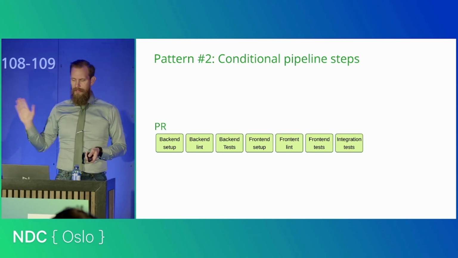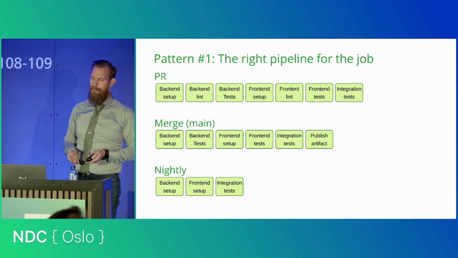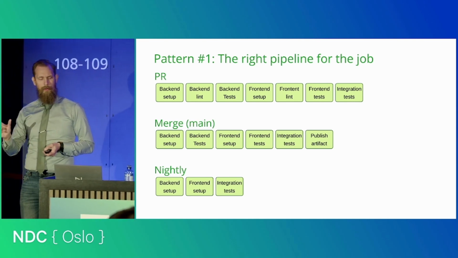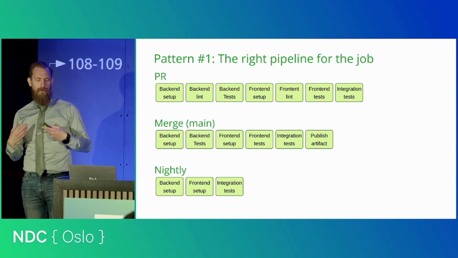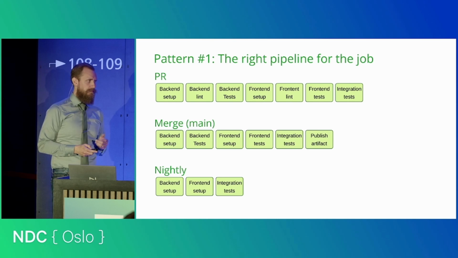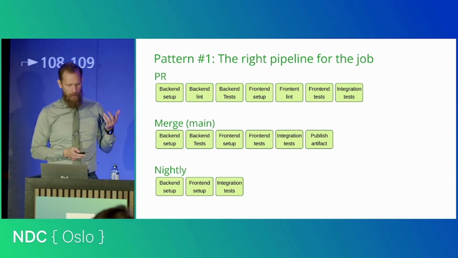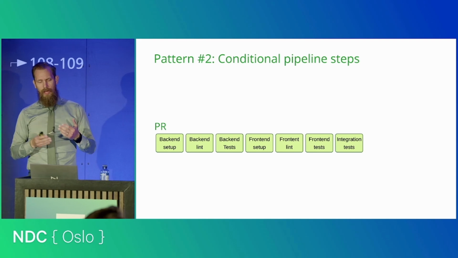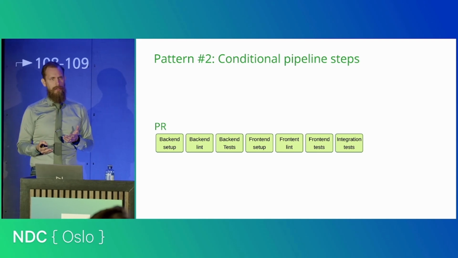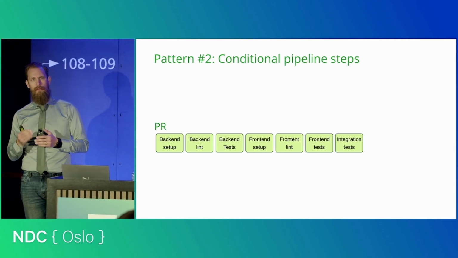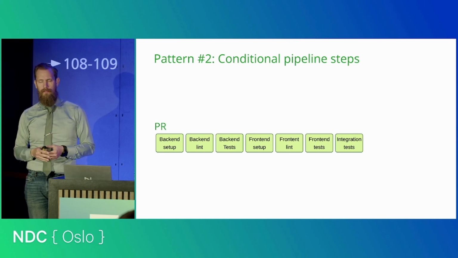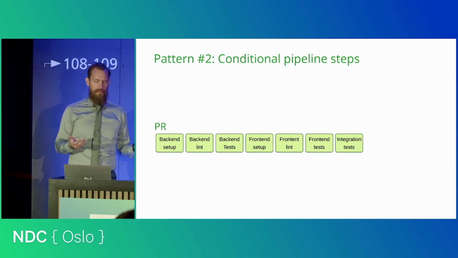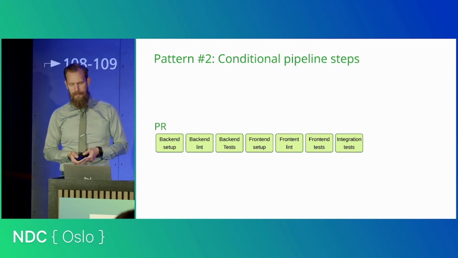And this is, if we take the original PR pipeline, if we want to implement this, we can have 3 different pipeline definitions. One for the pull request, one for merge to main, and one for nightly. Or we can use conditional pipeline steps. And there are a few ways of using this. You can have checks for what branch you're on, what event started the pipeline, and pick what you're using based on that. It's a maintainability thing.